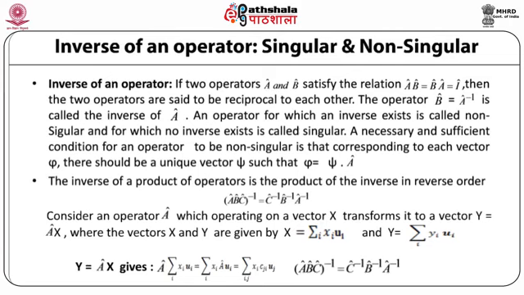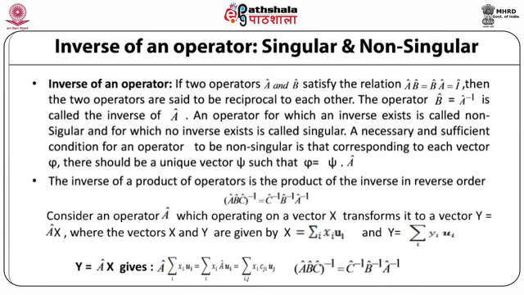Now let us consider an operator A which is operating on a vector x and transforms it to a vector y, such that vector y is equal to operator A acting on the vector x, where the vectors x and y are given by: vector x is equal to summation over i of xi ui, and vector y is equal to summation over i of yi ui.